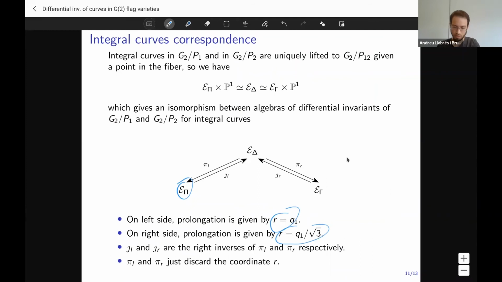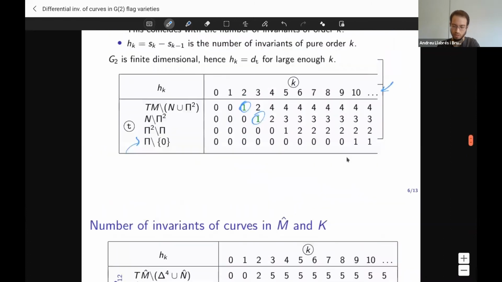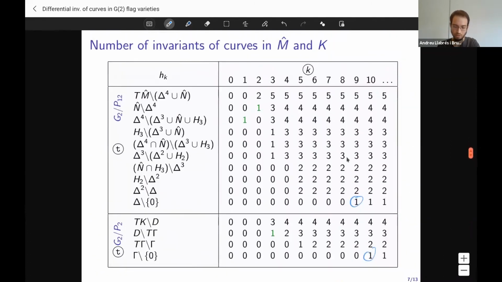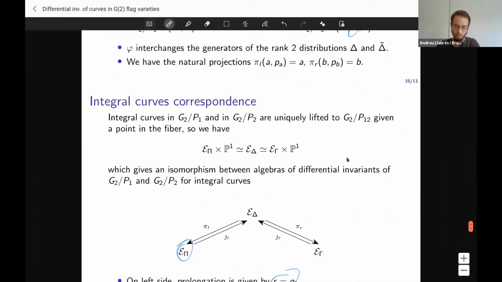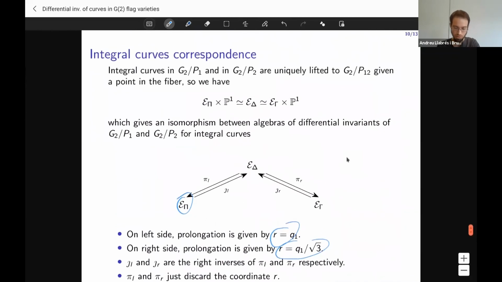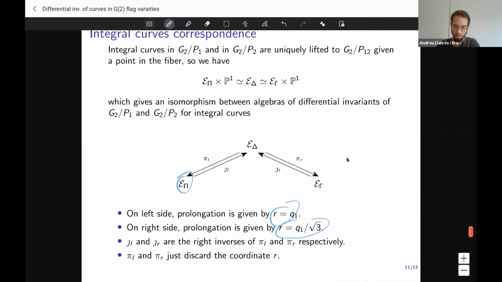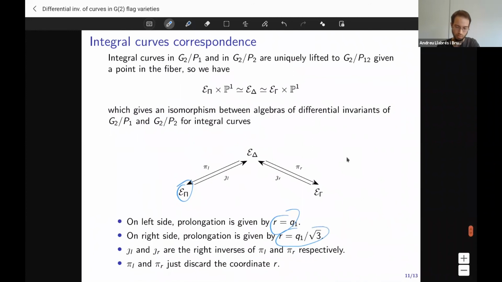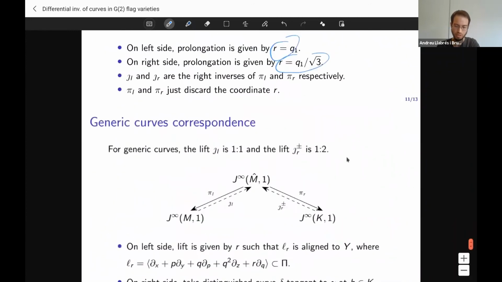And as you see, the order changes. We have order 0 R and first order Q. And this is because, as we saw in the table, the first order invariant of G2 mod P2 and G2 mod P1 is at order 10. So this is mapped to a lower order and the same in a similar way. We have that these lifts are right inverses of the projections, and these projections are very natural, as we discussed earlier.